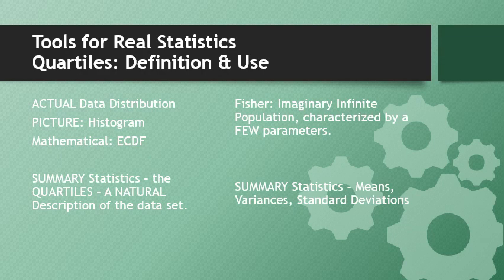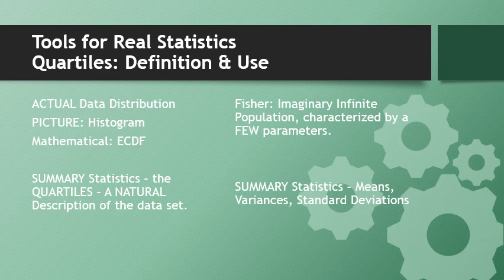Instead, the fundamental tool of the real statistical approach is the actual data distribution, which depends on all 15,000 points. Every one of them determines the data distribution. The picture of this data distribution is given by the histogram, which we have discussed. A mathematical development requires the use of the empirical cumulative distribution function, which we will deal with in a later stage.